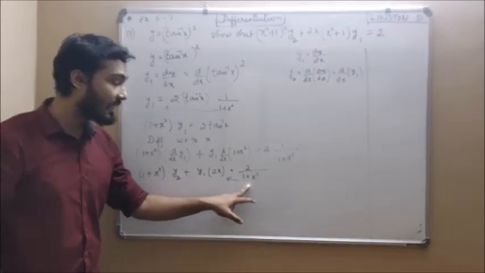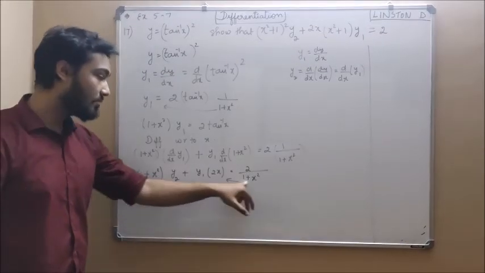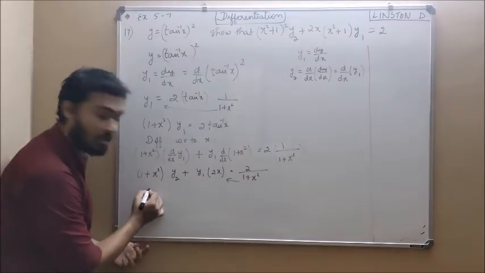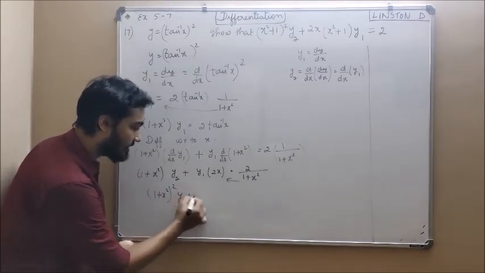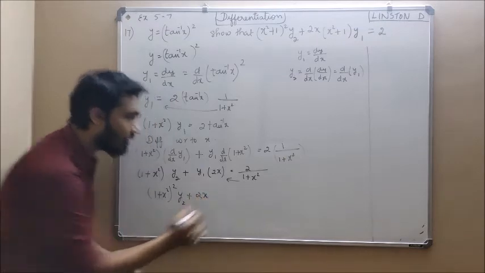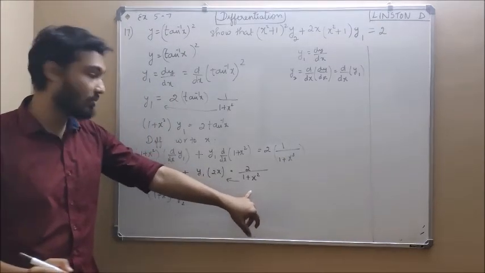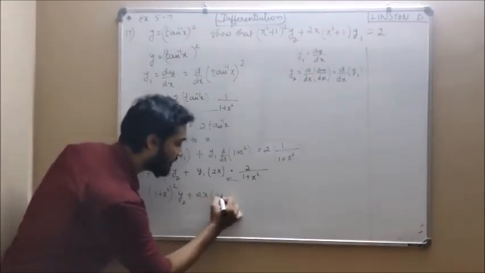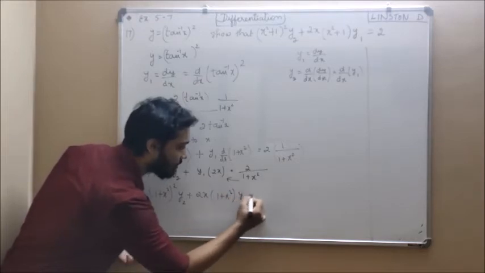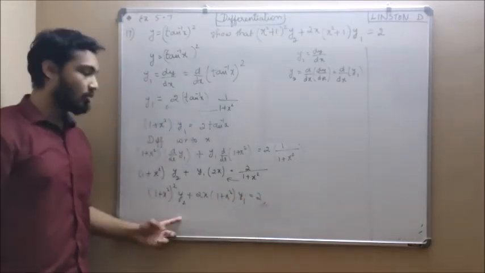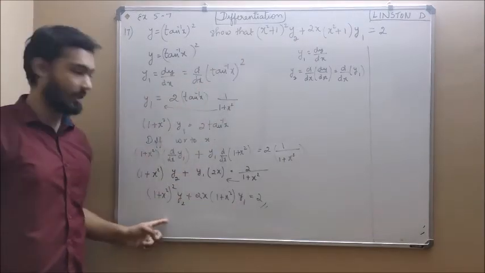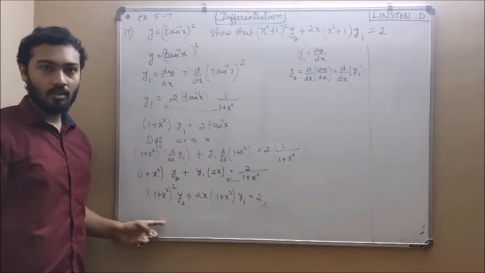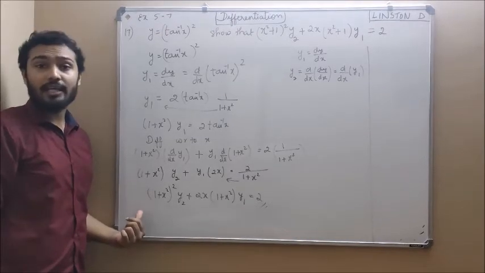Next step, take this to the other side. What you get? 1 plus x square into 1 plus x square is nothing but (1 plus x square) the whole square, y2, plus 2x into (1 plus x square) into y1 equal to 2. So this is the final answer what you get. This is what we wanted. Pause the video and take note.